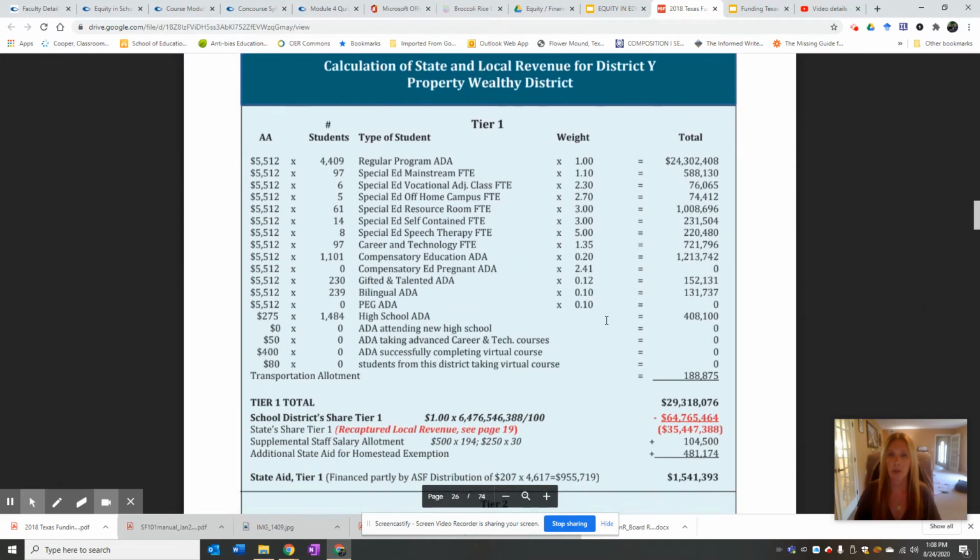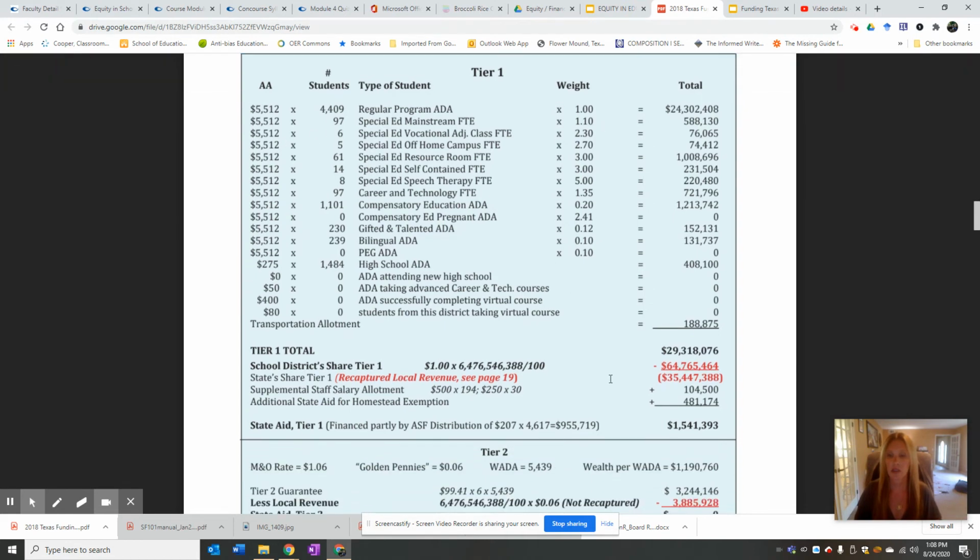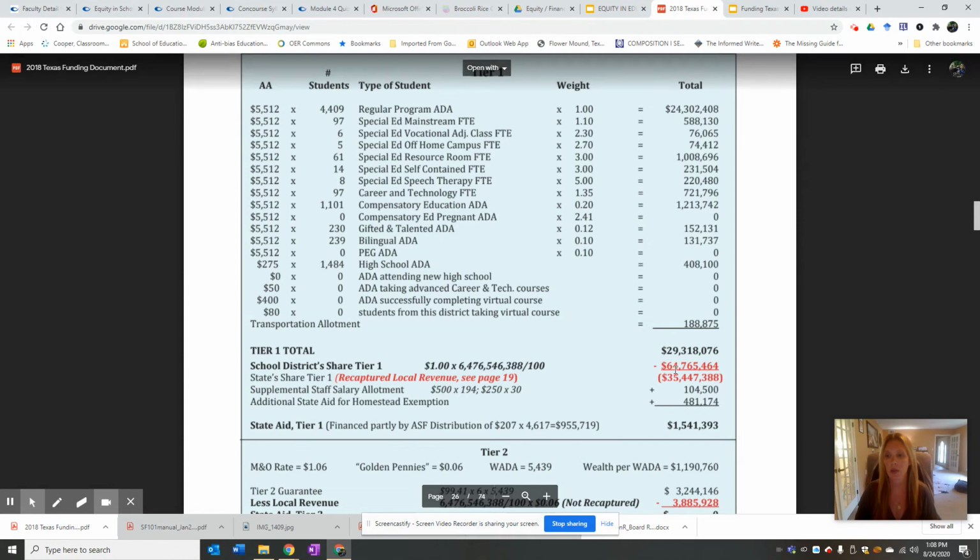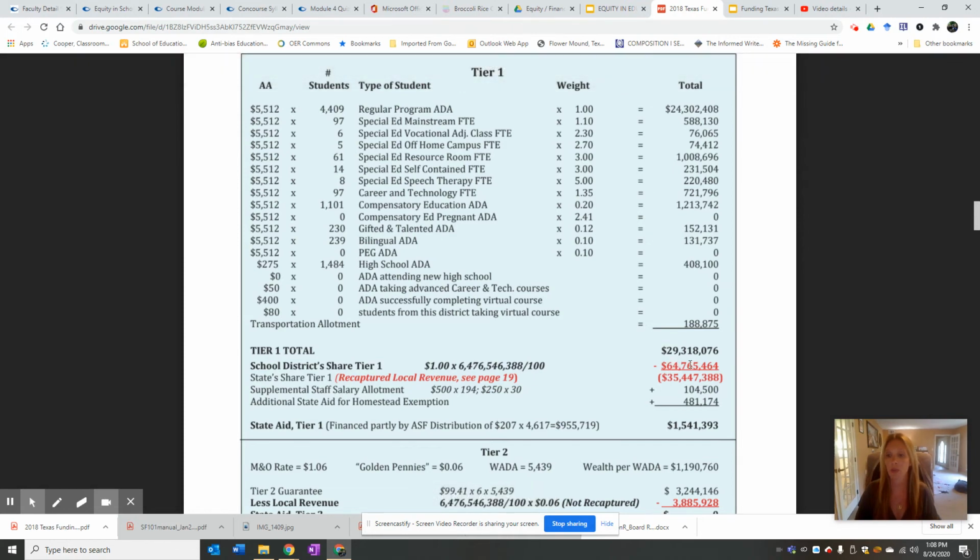Now, if we look at a property wealthy district, we're going to do the same thing. So you'll notice that they have a slightly different adjusted allotment. And again, it's based on all those factors. They're going to do the same thing by breaking down those students. So it's going to cost this district $29 million to educate their kids, but through their property tax dollars, they were able to raise $64 million. So that means they have $35 million more than what they need. That's going to be recaptured by the state.